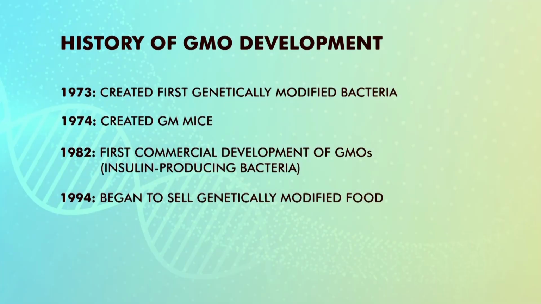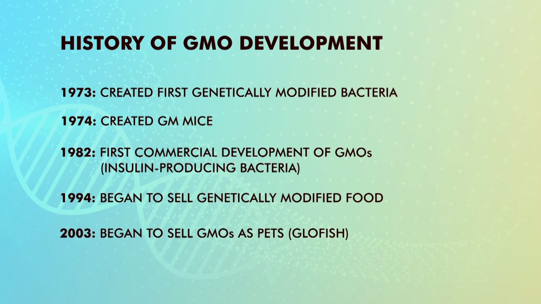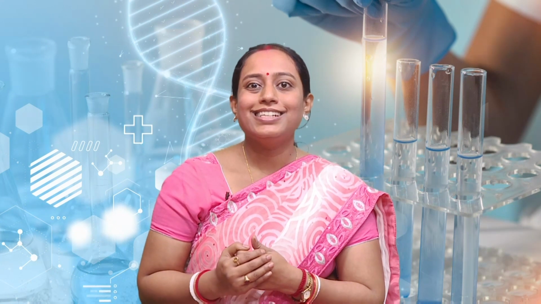In 1994, genetically modified food was sold in the market for the first time. In 2003, genetically modified organisms were commercialized as pets for the first time. Like the glowfish we all know in an aquarium, they are an example of these GMOs. Now, the process involved in the creation of these GMOs I will discuss today in short, but in later modules we will discuss these steps in detail.